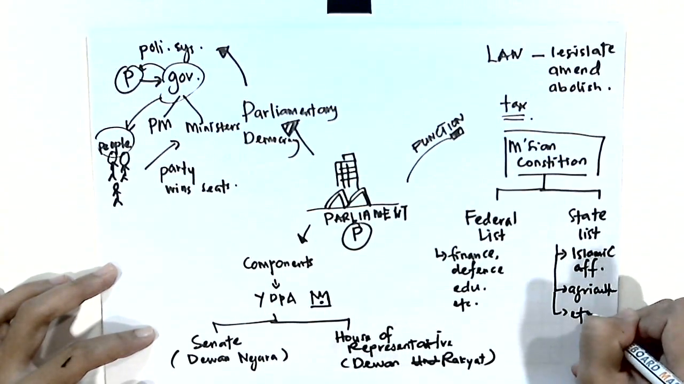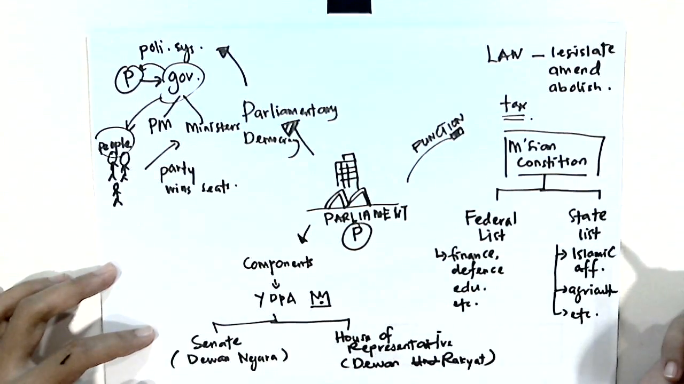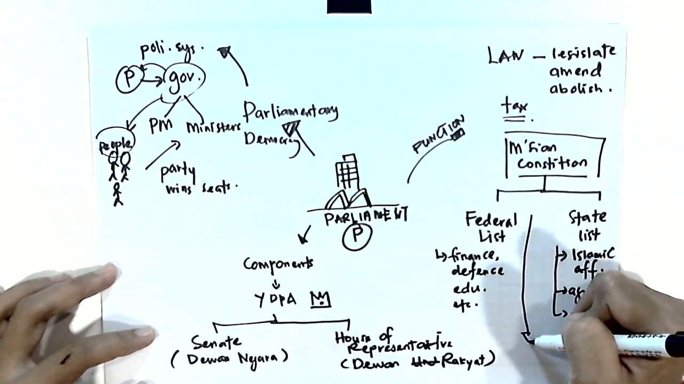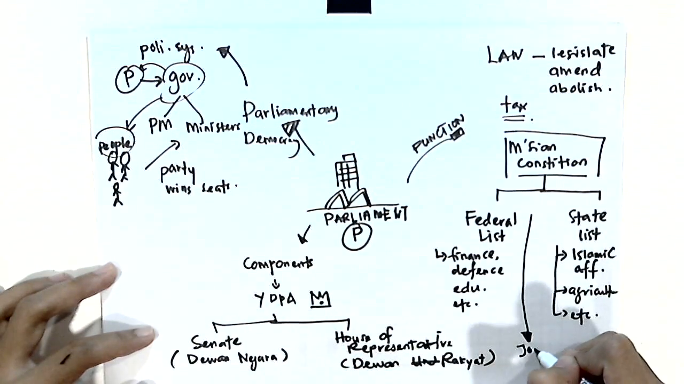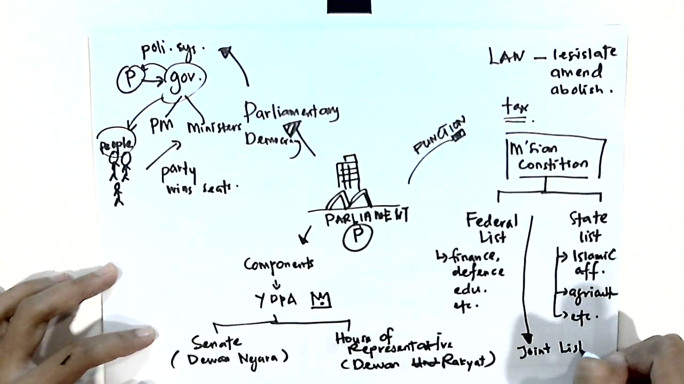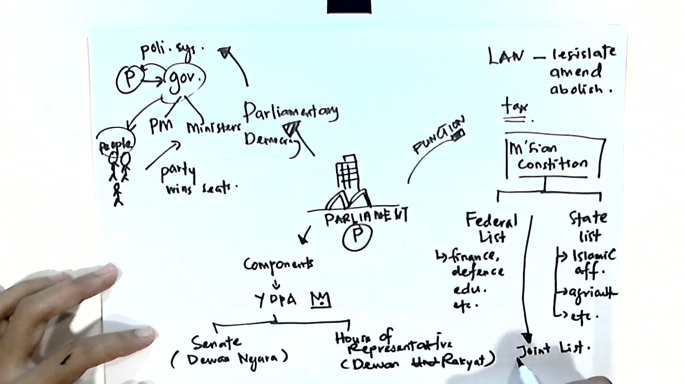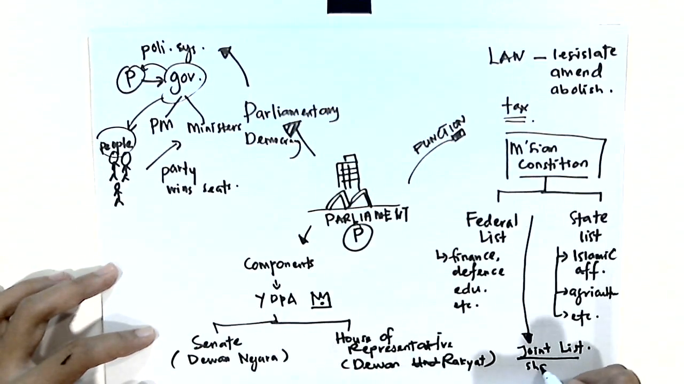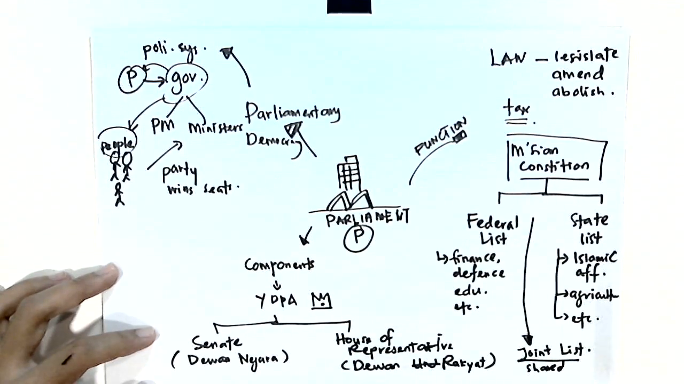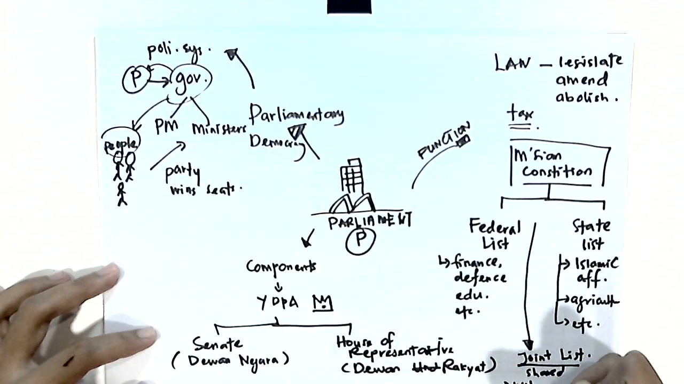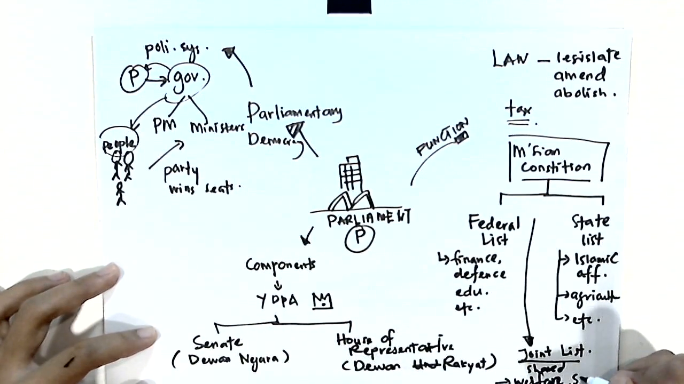Other than these two lists, we also have another list known as the joint list. The joint list is the shared list. It consists of matters for the law which is shared by the Senate and the House of Representatives. These matters are, for example, welfare and also scholarship.